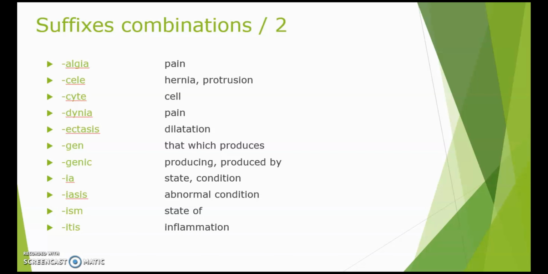Again, a few more examples, some repetition. Algia, pain. Cele, hernia, protrusion. Cyte, cell. Dynia, pain. Ectasis, dilatation. Gen, that which produces. Remember what we said earlier about the compound, genos, generation, genitalia. Genic, produced by. Ia, state, condition. Iasis, abnormal condition. Ism, state of. Itis, inflammation.